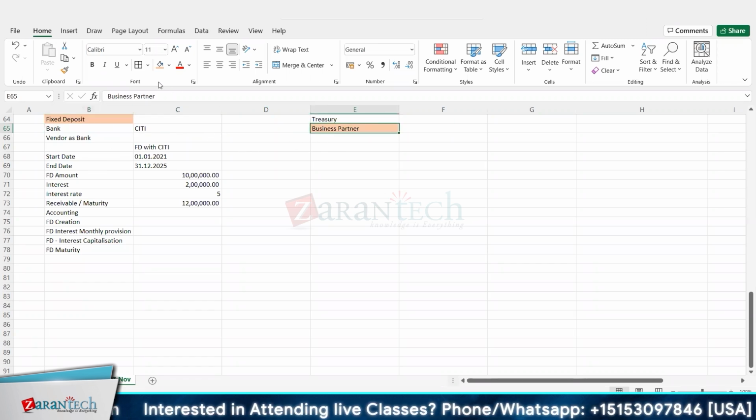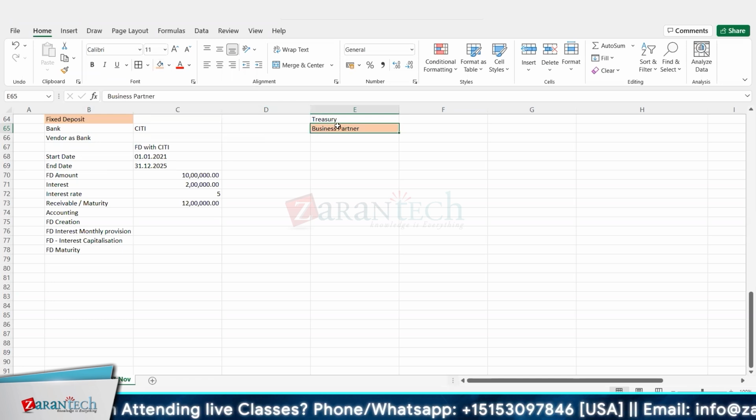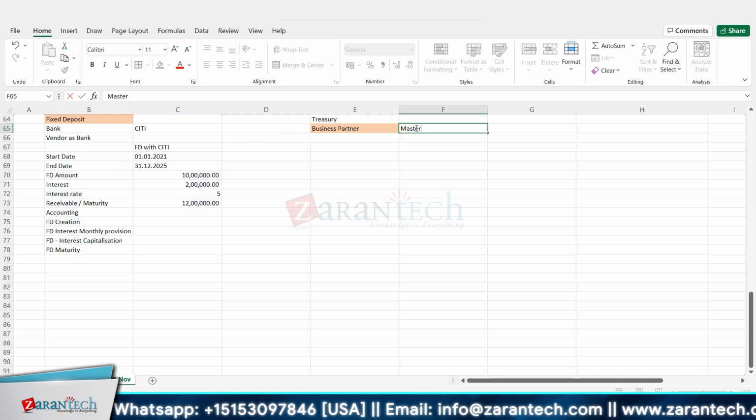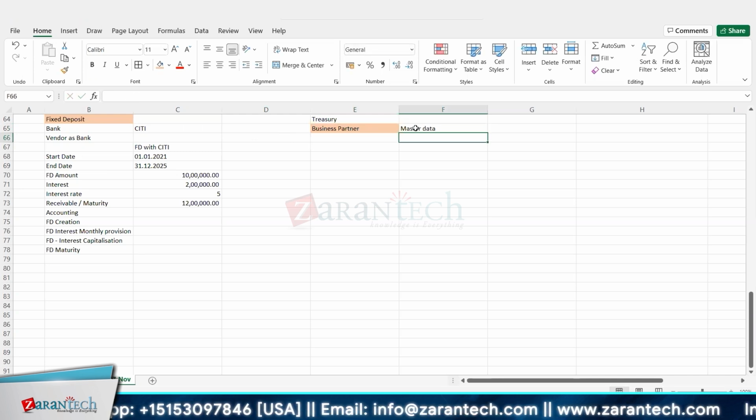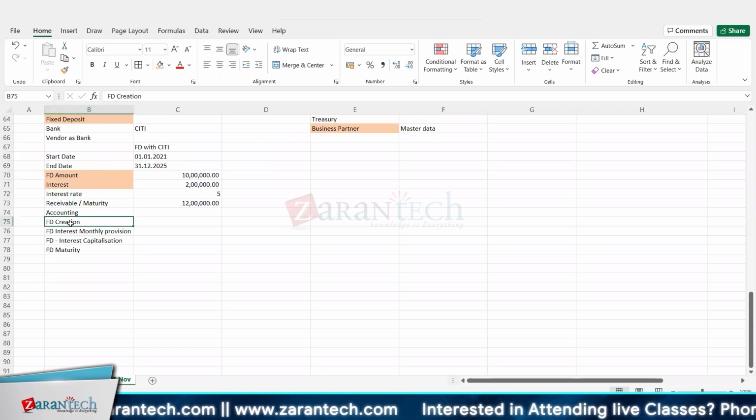So we need to know the configuration of my business partner. How we can set up the business partner, because here the setting of the master data is very, very important. So this is the master data setup we have to understand. Then here you can see we have the fixed deposit amount, we have the interest amount, we have interest rate, then overall this accounting. So accounting related to fixed deposit.